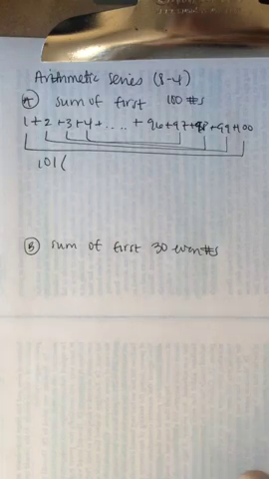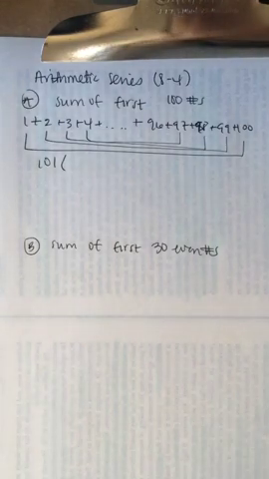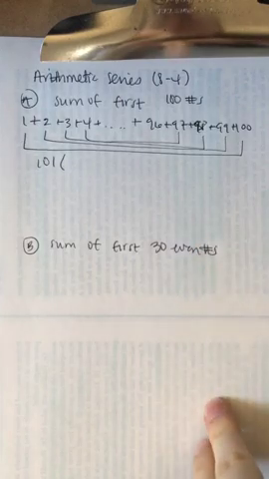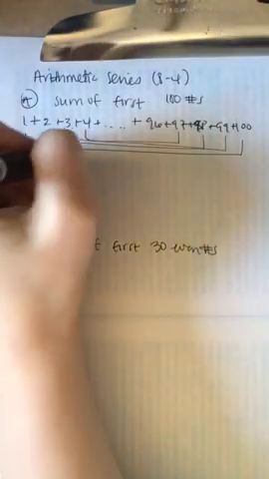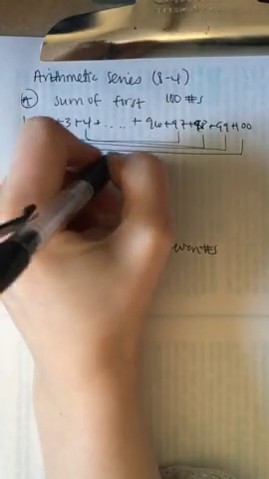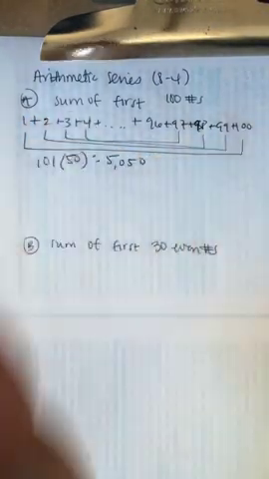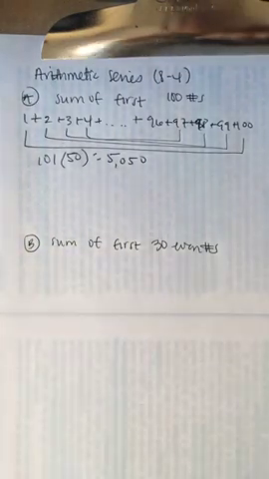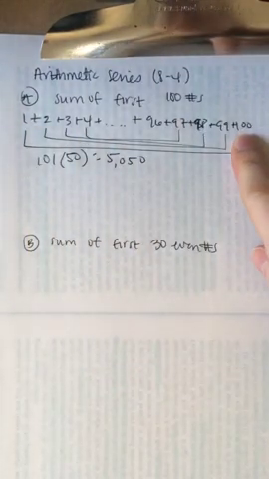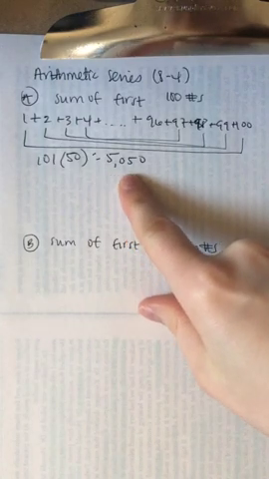How many of those 101s? We have 100 numbers, but we're pairing them up, so 100 divided by 2 gets you 50. So I'm going to have 50 pairs of 101, and that'll get me an answer of 5,050. So this series, it's a finite series because it ends at 100. This series will add up to 5,050.